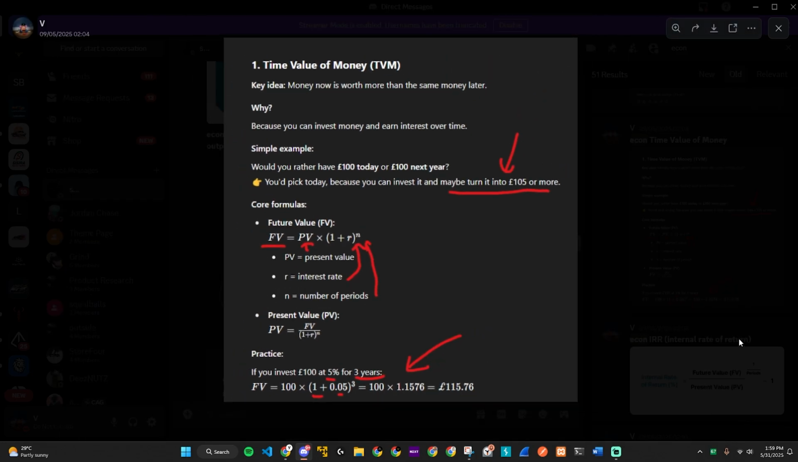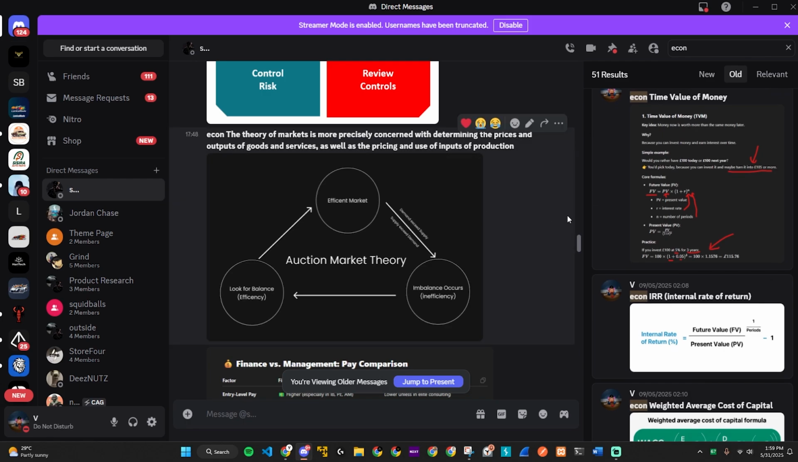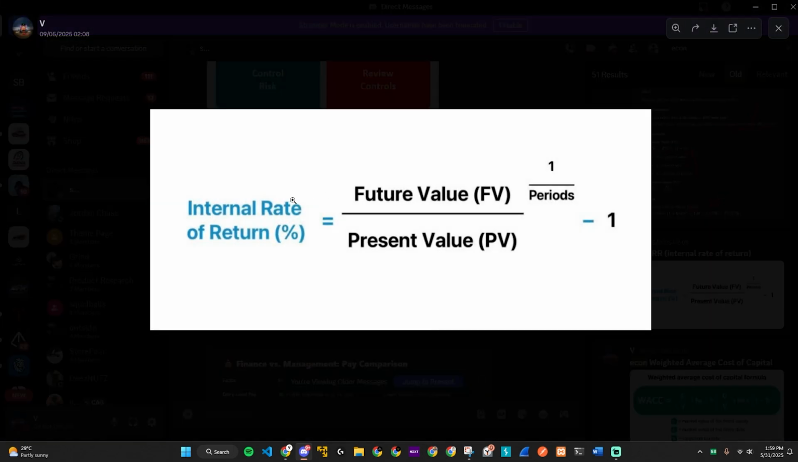So there's also discounted cash flow, like I mentioned. So that's CF for the number of years. So CF times to the power n over 1 plus r times n, okay? Then we have internal rate of return, so IRR. So future value over the present value to the number of periods, number of years, and then minus 1, okay? So this is the equation for that.